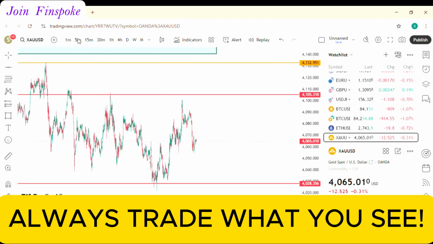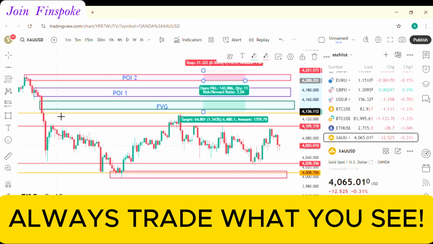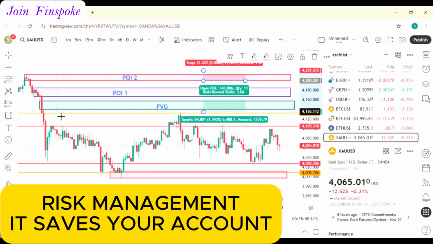You come down to this 5 minutes time frame, look for a pullback into that your zone or a clean shift in market structure or an engulfing candlestick pattern, a shooting star, a hammer, as the case may be. Trade what you see. You can do your analysis and get it correct. Market will still do what it wants to do. Next is your risk management. This is the part that saves your account.